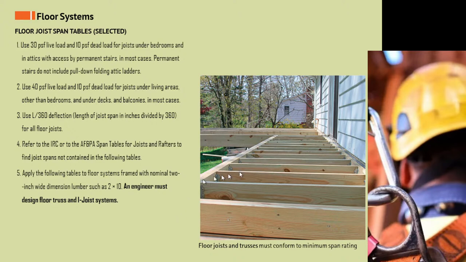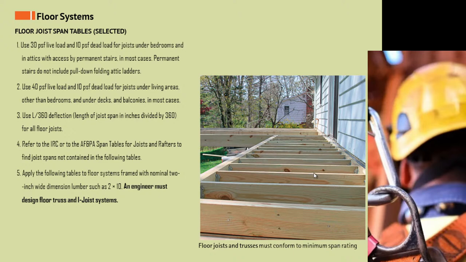Floor systems, floor joist span tables. We have L over 360 deflection criteria, using 40 pounds per square foot live load and 10 pounds per square foot dead load. So 10-40 for joist under living areas other than bedrooms, and under decks and balconies. But if you are in bedrooms, attics, and similar spaces, you have 10-30. So 10 dead load, 30 live load. So it is higher, 40 for live load under living areas. Because in a bedroom, you are not usually moving around. That's why it is lesser, 30.